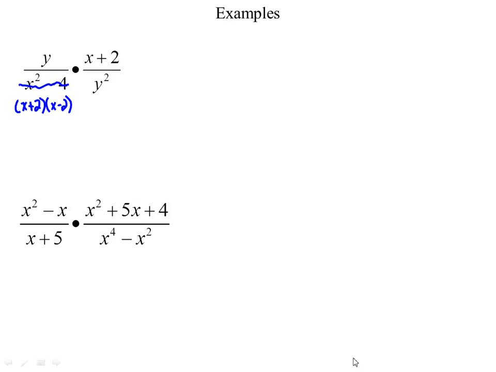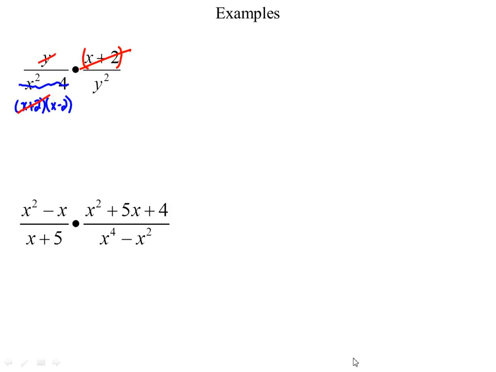Now, everything's factored. That's step number 1. Factor everything that you can. Now you're going to go and reduce everything that you can. Well, the x plus 2 group will cancel.